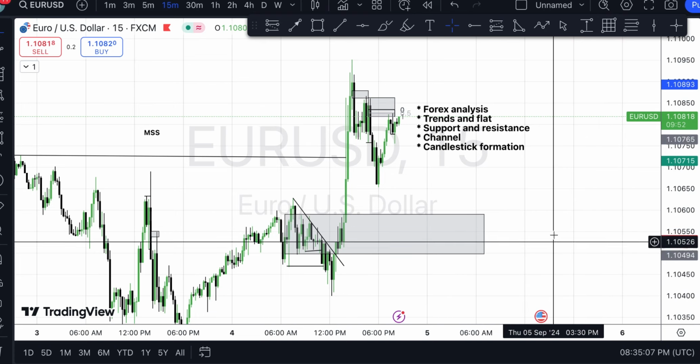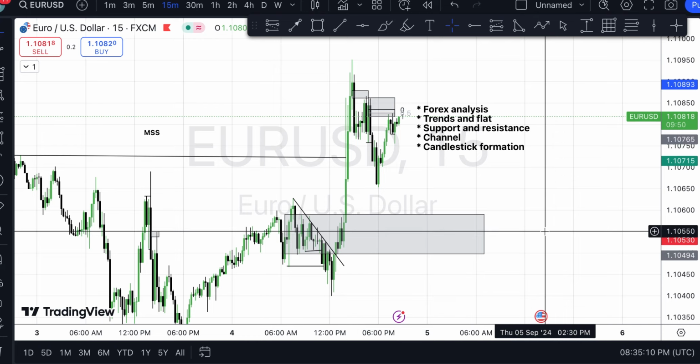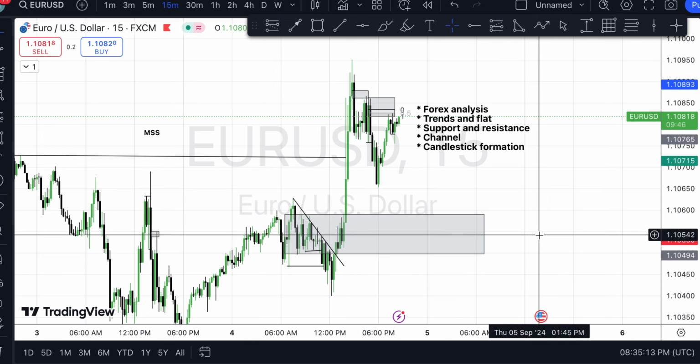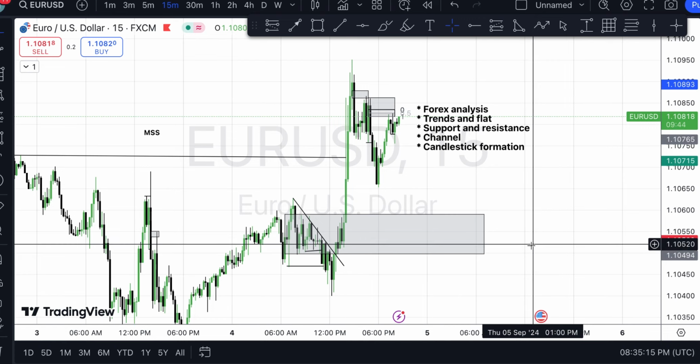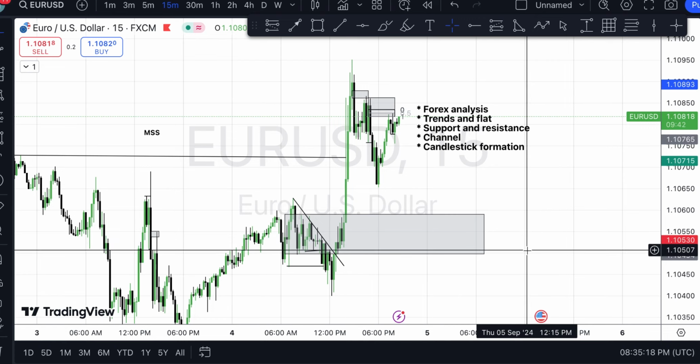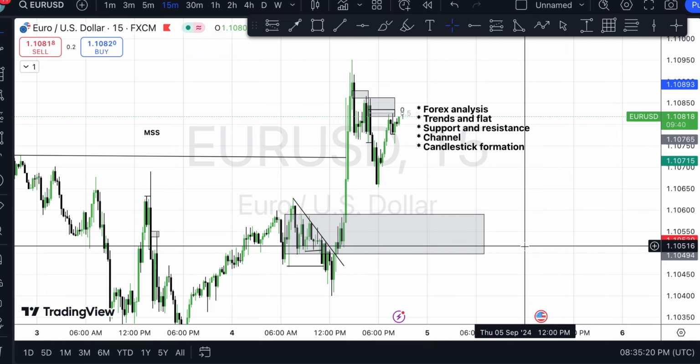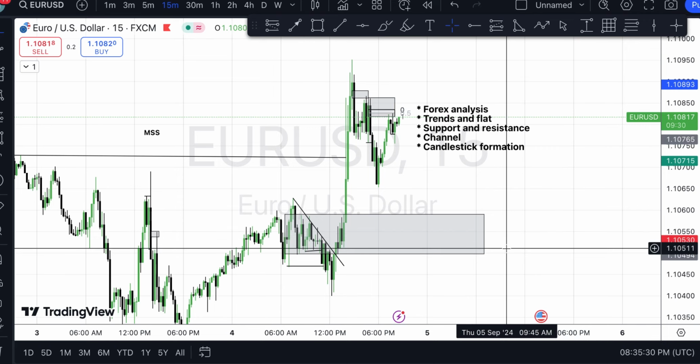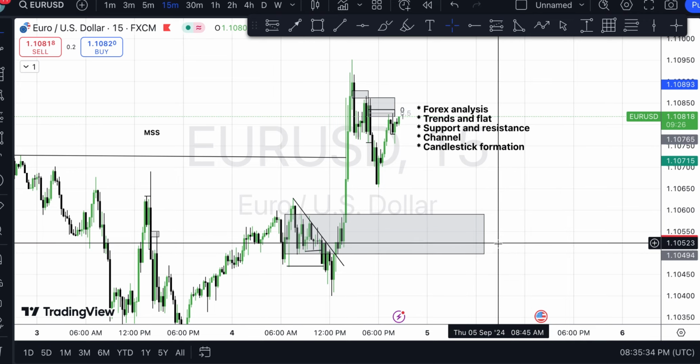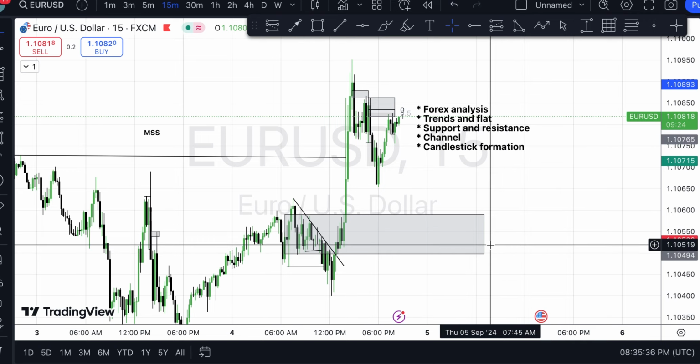So let me explain what support and resistance is in forex trading. Understanding support and resistance is essential for beginners in forex trading. These concepts are key components of technical analysis and also help you to identify potential entry and exit points, as well as understand price movement in the forex market.